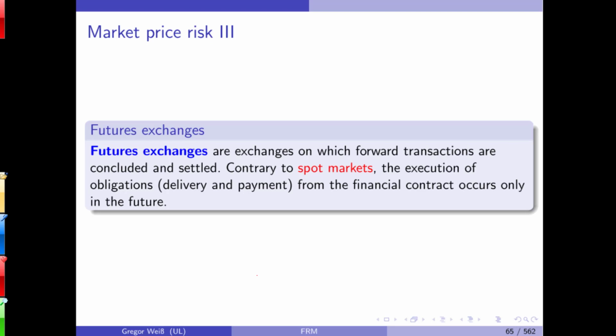And the exchange on which futures contracts are traded, these are called futures exchanges. So note that every time we speak of an exchange, in German Börse, you have to be more specific. Is it a stock exchange? Is it a futures exchange? Is it a commodity exchange? The largest commodity exchange and futures exchange is the CME in Chicago, the Chicago Mercantile Exchange. It's not a stock exchange. Yeah? Okay, that's a futures exchange.